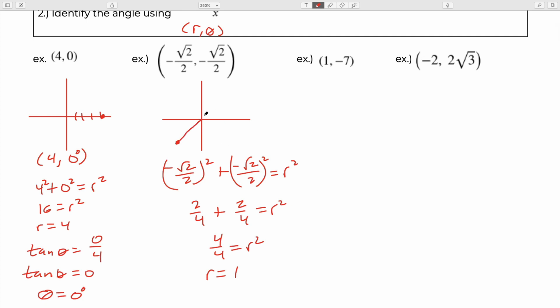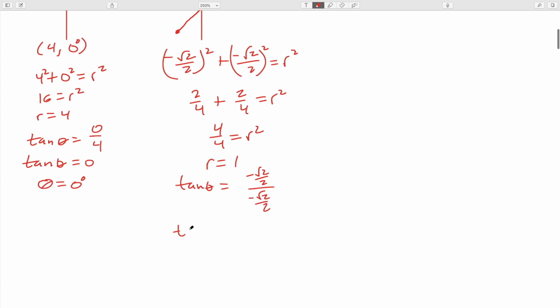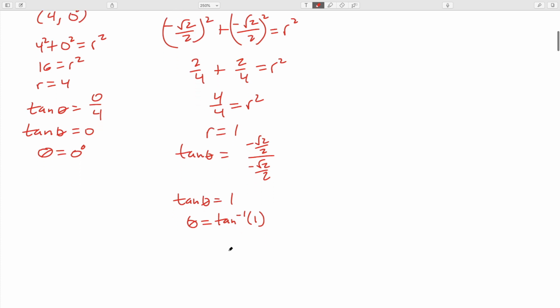Now again, the nice thing about this is when you take the tangent of theta, whenever I take negative square root of 2 over 2 divided by negative square root of 2 over 2, that's equal to 1. You don't really need to do the work. Tangent of theta equals positive 1. But here's where things get important. Because if I find the tangent inverse of 1, guess what I'm going to get? I'm going to get 45 degrees.